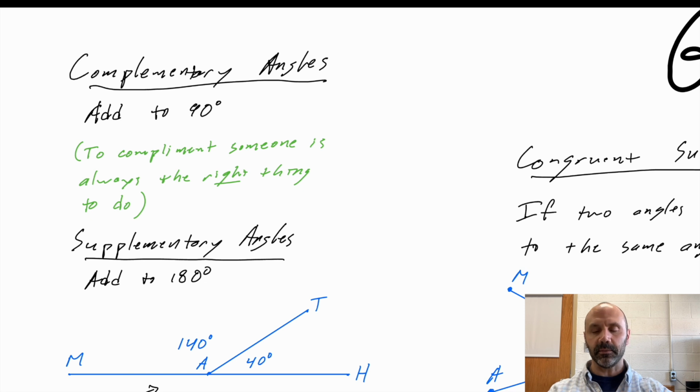But for the sake of trying to remember this, complementary means they add to 90 degrees. They add to a right angle. So you could have any two angles in the universe. If one of them is 30 degrees and the other one is 60 degrees, they add to 90 degrees. They are complementary. They don't have to be right next to each other or even anywhere near each other.